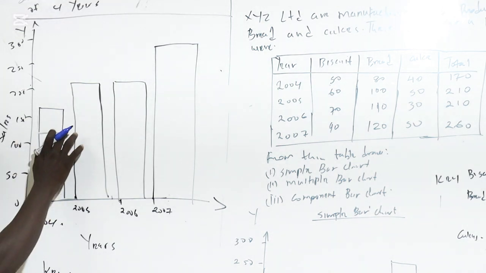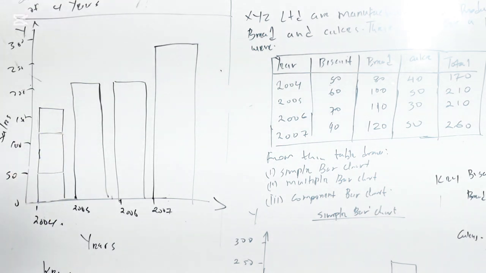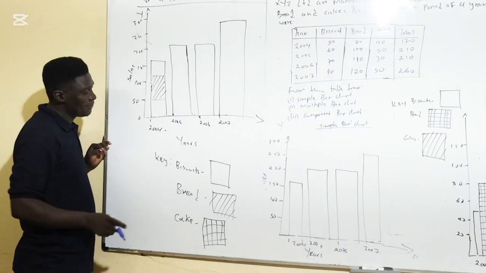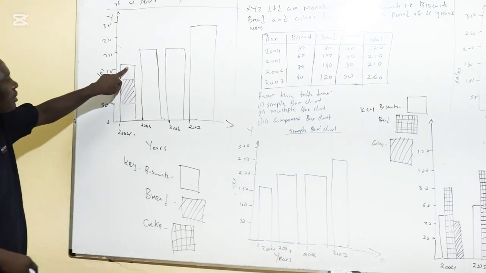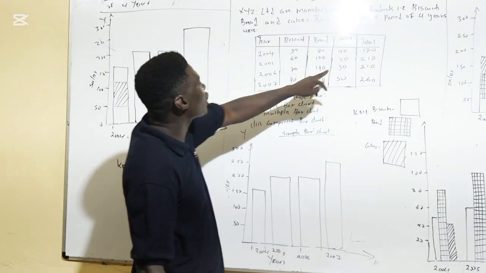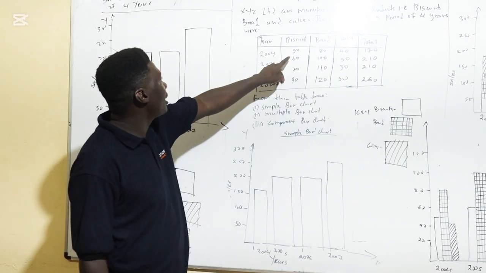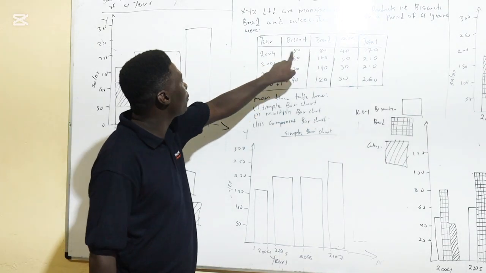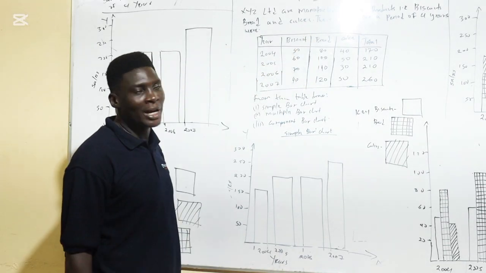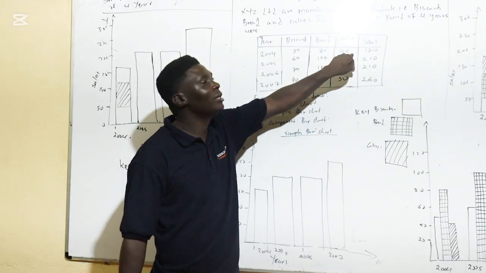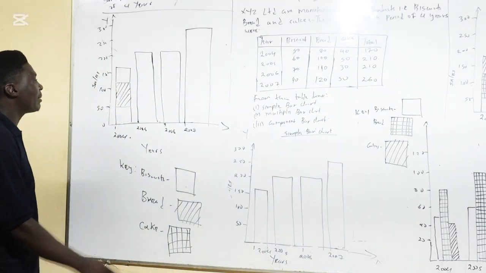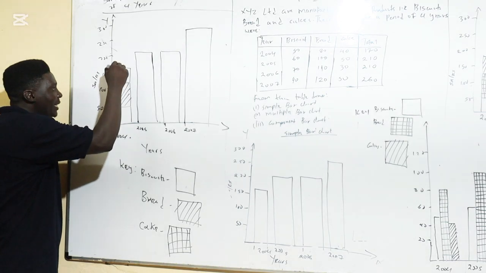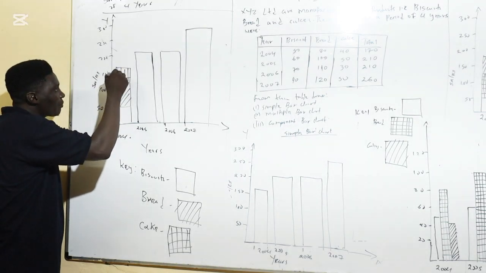Then we'll color it as per the key. Meaning the remaining will be what? 40. So if the total is 170, then the first part I took 50, the second part 80. Meaning 50 plus 80, that is what? 130. 170 minus 130 remains what? 40. So the remaining part will be 40, and we will now color it as per the key.